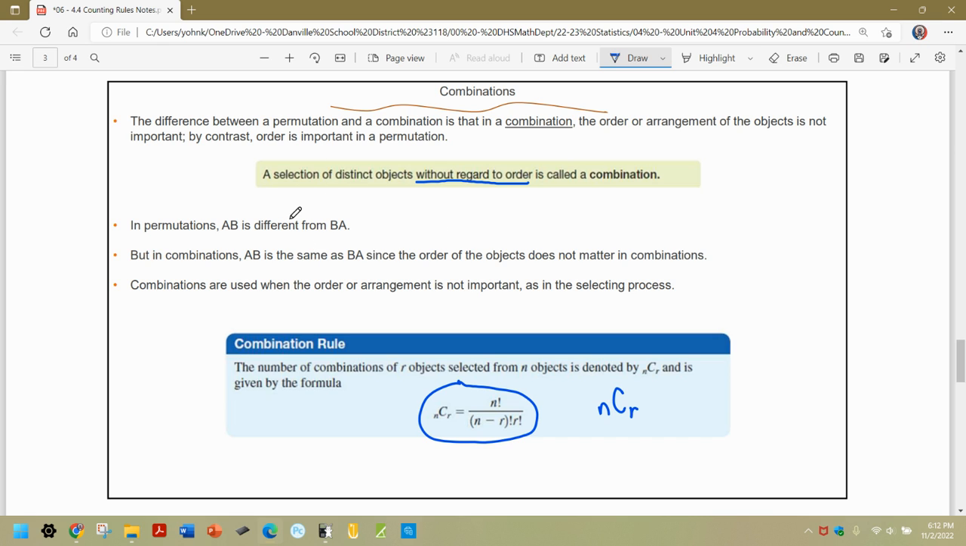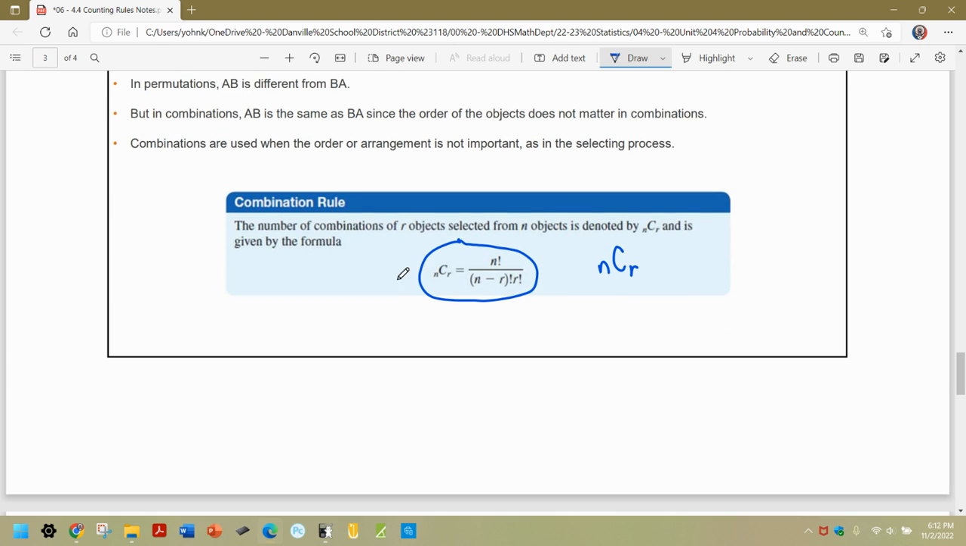So here's what I mean about order. In permutations, whatever event A was and whatever event B was, that was different than doing B first and A second. But in combinations, event A and then event B is the same as doing event B and event A. It doesn't matter what order the objects are in. And so the most important thing you need to pay attention to in these problems is whether order is important or not.